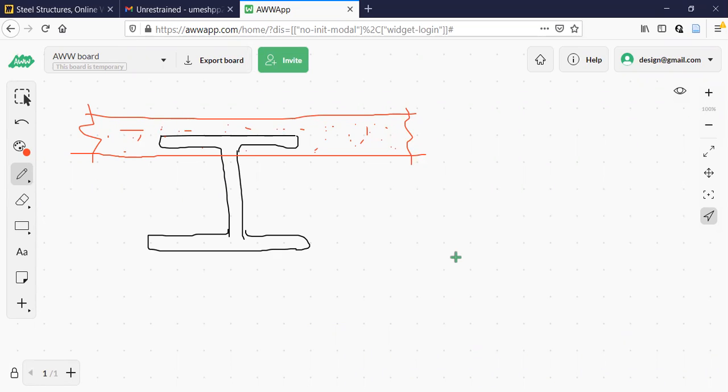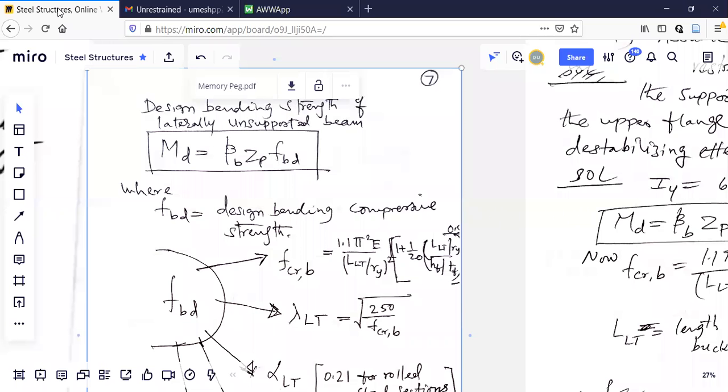Laterally unsupported or unrestrained means there is no question of any embedment of this particular compression flange inside the concrete or any other arrangement which prevents the lateral movement of the compression flange. That is not there in case of MTech level problems. It means it is an unrestrained problem.